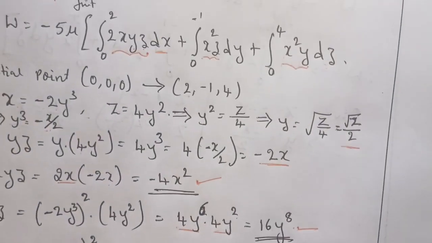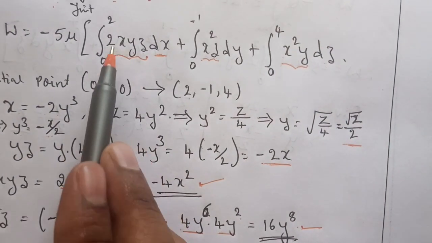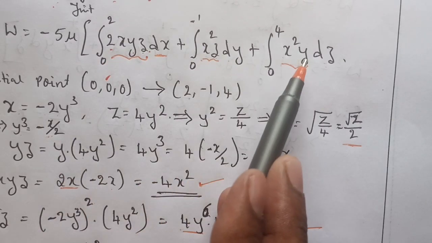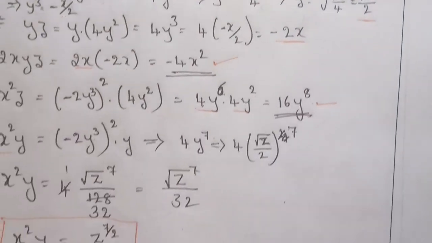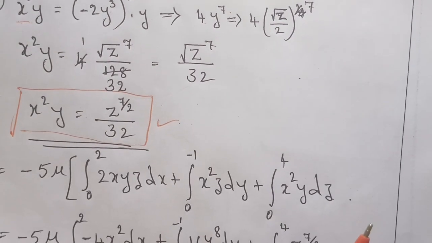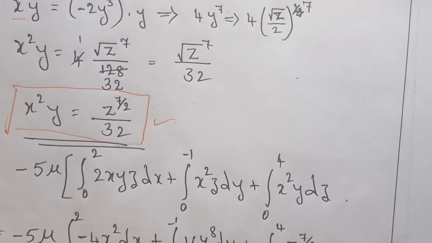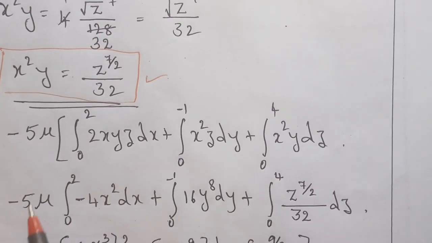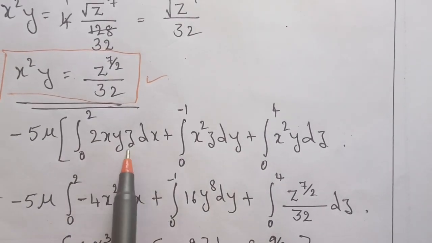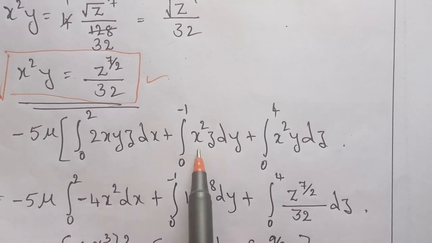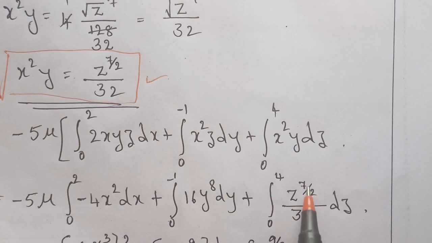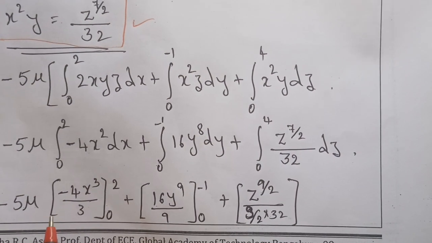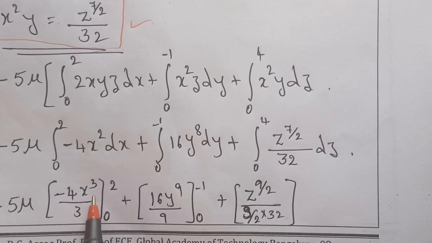So what I did was calculate the first term, second term and third term in terms of x, y and z. Therefore, I have substituted in this equation. This was the equation I had. After simplification, we got 2xyz is minus 4x square, x square z is 16y power 8, and x square y is this term. So now I am going to integrate this. Minus 5 microcoulombs, minus 4x cube by 3.